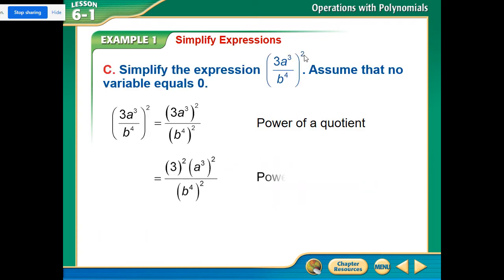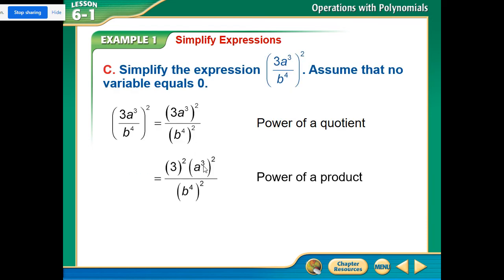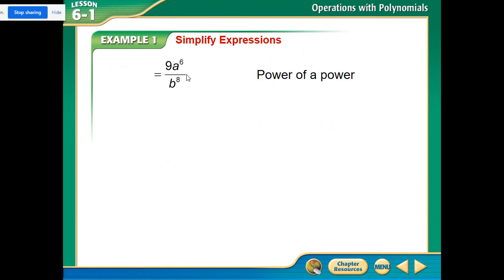So what about these squared parts here? Well, squared parts, remember, we can just go ahead and distribute. So that becomes 3 squared, a cubed squared, and b to the 4th squared. That's what all of these do. They just kind of distribute. This can be distributed to each of the parts in the middle. And so then I can go ahead and do this. 3 squared is 9. 3 and 2, multiply that, that's 6. And this is 8. So a to the 6th, b to the 8th. And we have 9, a to the 6th over b to the 8th.